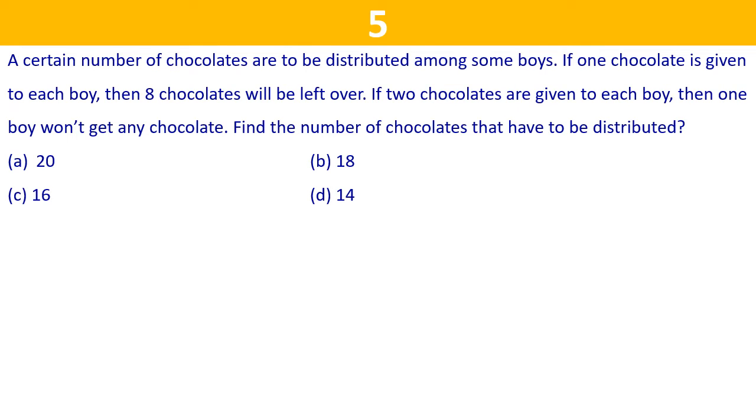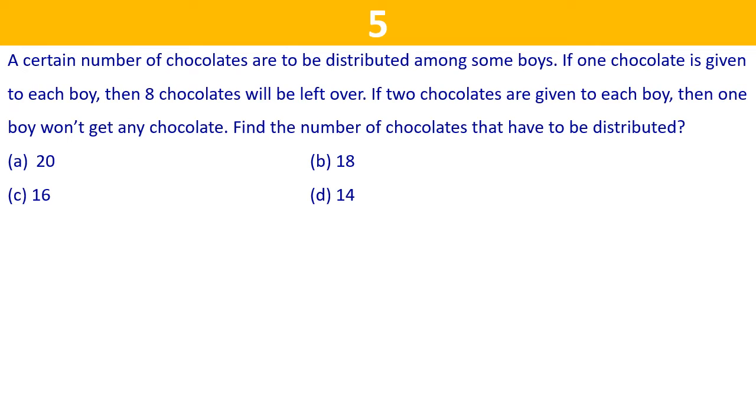Problem 5. A certain number of chocolates are to be distributed among some boys. If one chocolate is given to each boy, then 8 chocolates will be left over. If 2 chocolates are given to each boy, then one boy won't get any chocolate. Find the number of chocolates that have to be distributed. You can pause this video and try the question on paper, and once you have solved, you can resume the video to look for the solution.